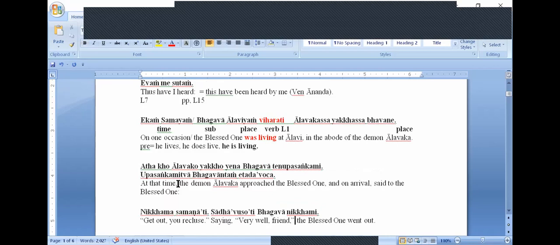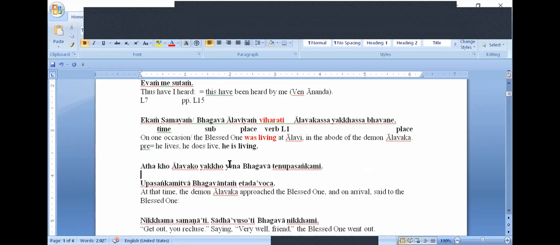Atha kho, so at that time, Alavako. Now you notice that here is Alavakassa. It's genitive here, becomes here nominative, a subject here, right? So Alavako, yakkho, yena, all these are relative here, right? For those you all learned, you always see when the Y here is a relative here. So anyway, this is a subject. So this is a relative sentence.